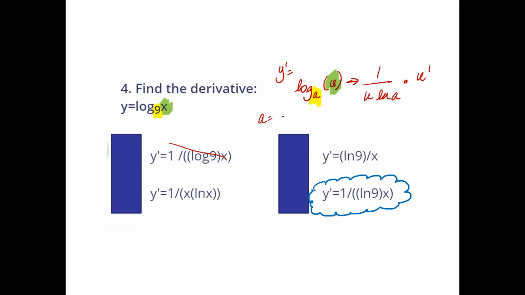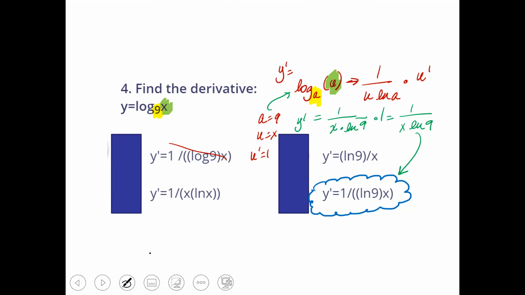So now that I have this information, and I also need the u prime, so u prime equals 1, I can take that information and plug it into this equation here, which will give me y prime is equal to 1 over u, which is 1 over x, times ln a, ln 9, times 1. So if I simplify that, it's just 1 over x ln 9. And which one does it match? I believe it matched that one right there.